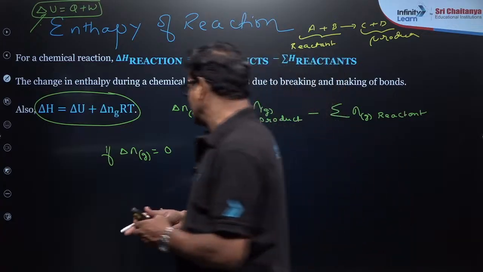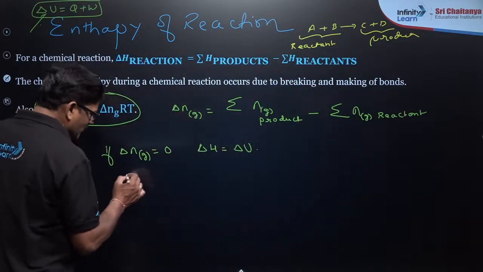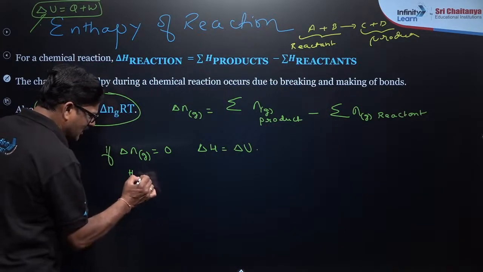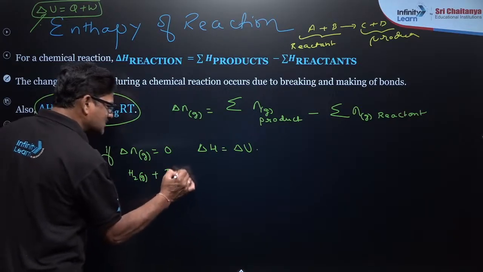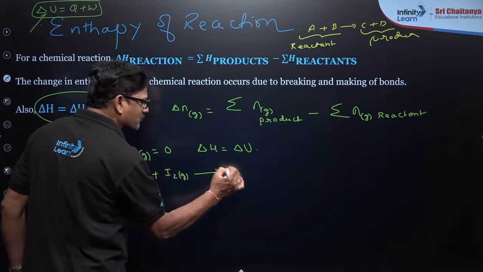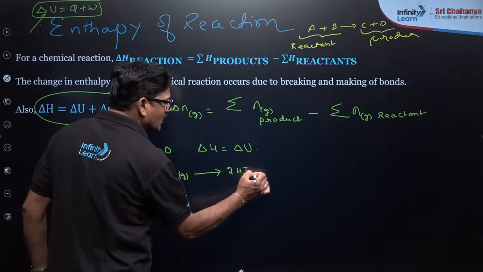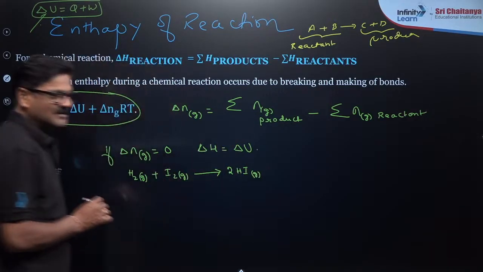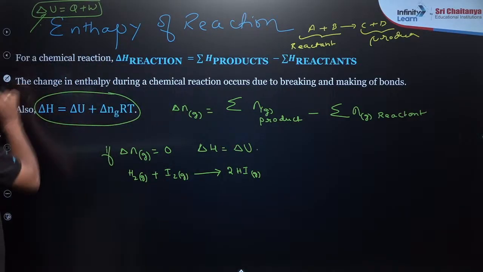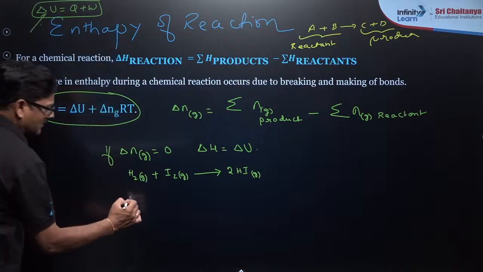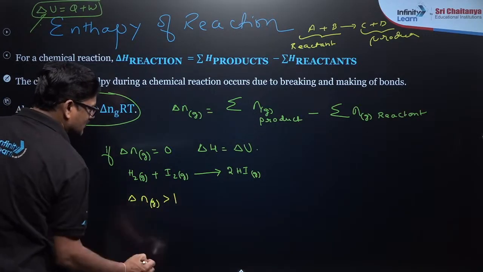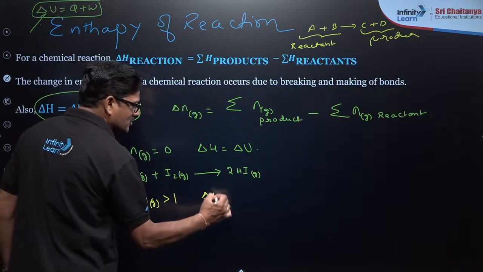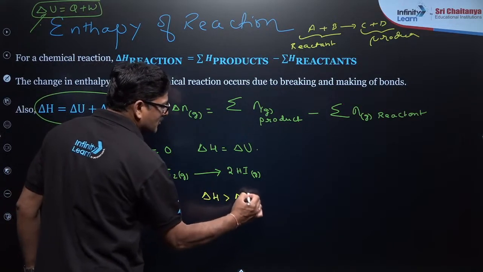इसका कुछ एग्जाम्पल देना चाहता हूँ. देखो, अगर hydrogen gas and iodine gas gives rise to HI, which is in the gas. ठीक है? Now और एक एग्जाम्पल देना, if delta n is greater than 0, ताकि इसका delta H should be greater than delta U, है ना?